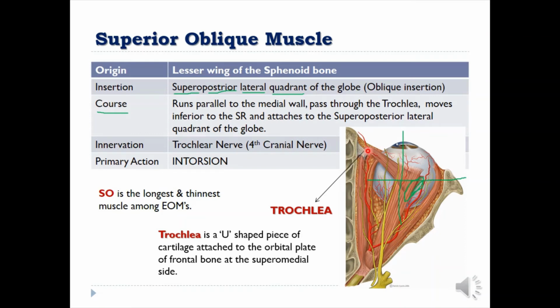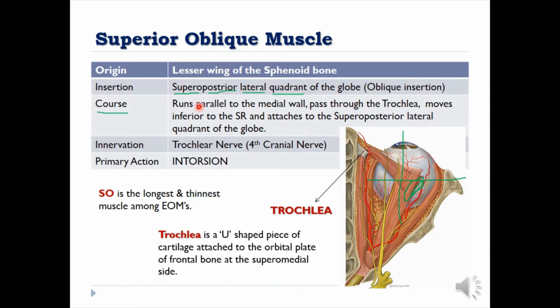Okay, now what is the trochlea? Trochlea is a U-shaped piece of cartilage attached to the orbital plate of the frontal bone at the superior medial side. It is a U-shaped cartilage which is seen at the superior nasal part of the orbital roof, right? At the orbital roof, it is seen. So this trochlea is helping the muscle to change its direction, right? It was coming forward, and it is helping to change its direction.